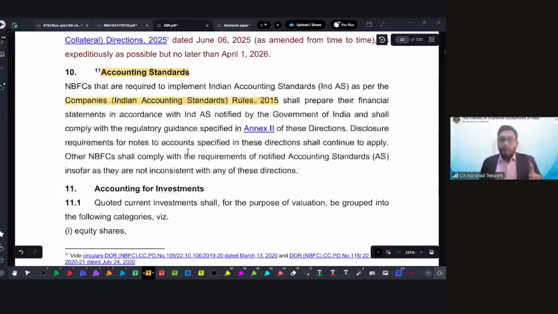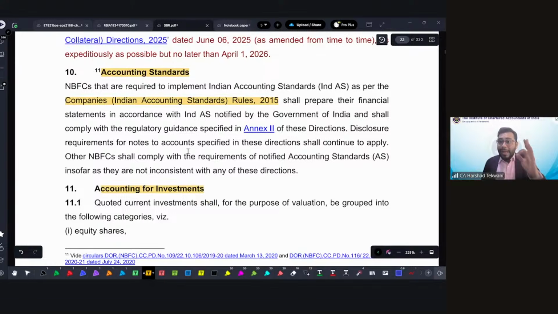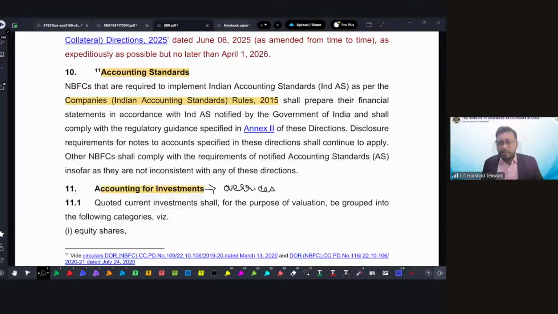Now, one is the application of the NDS. There are also other disclosure requirements which are applicable. But apart from that, there is a specific accounting requirement given in the regulation itself, which overrides the NDS.